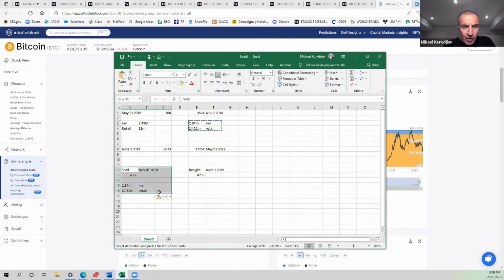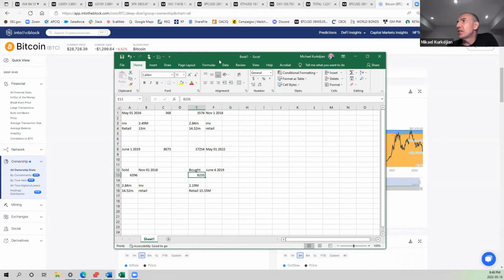If I look at this on June the 6th, we had bought right over here, and we had bought it back on June the 6th. As far as the tokens were concerned, now all of a sudden the investors were at around 2.19 million Bitcoin and the retail was at 15.55 million Bitcoin. So we see clearly that the investors had actually sold at 6,396, and they were ready to buy back at 8,235 on June the 6th, 2019.